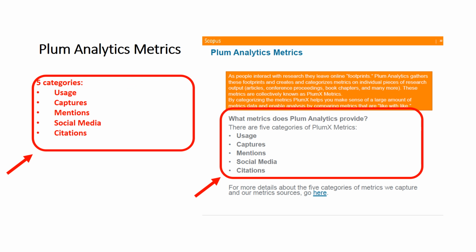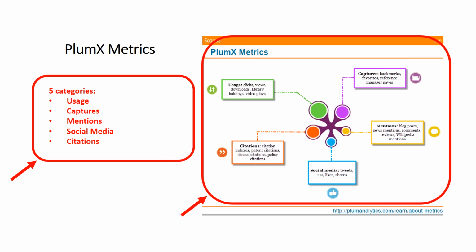There are 5 categories of PlumX Metrics, which are usage, captures, mentions, social media, and citations. PlumX Metrics discover how others interact with your research. As a researcher, you can use PlumX Metrics to help evaluate the impact of your work and understand how individual articles are being consumed.